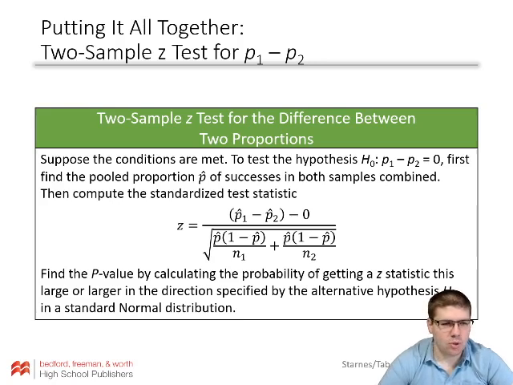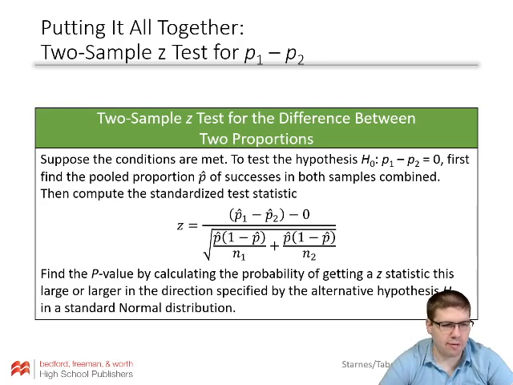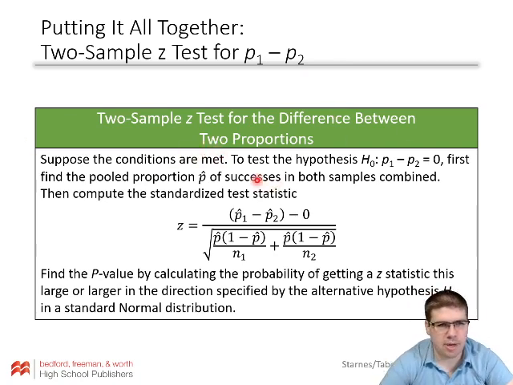Hey, AP Statistics, one last section, part from here, 10.1. Going to go through a full, putting it all together for the two-sample z-test for P1 minus P2, or the two-proportion z-test. The two-sample z-test for the difference of proportions, so assuming conditions are met to test the hypothesis P1 minus P2 equals 0. First, find the pooled proportion P hat of successes in both samples combined. Then compute the standardized test statistic this way.